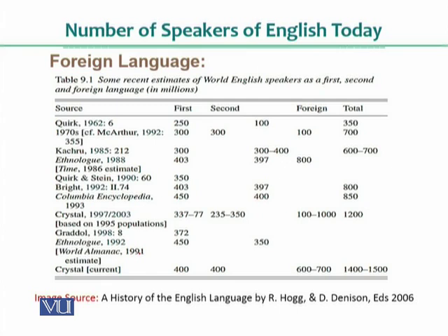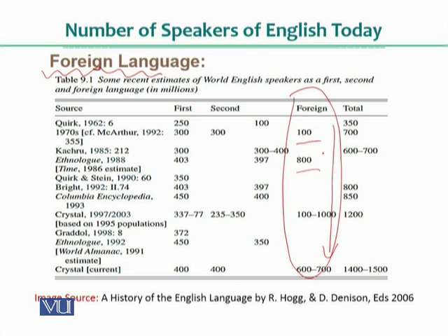If we move on to English as a foreign language, now you need to focus on foreign language and on this particular column. Again, from 1962 onwards, as you see the growth, you would notice through different sources, 100 to 800, which is a huge shift only through, say, 20 or 25 years. And then, again, a huge increase that we find here. And Crystal says it is 600 to 700. So, English as a foreign language is used by the greatest number of people, roughly 600 to 700 million.